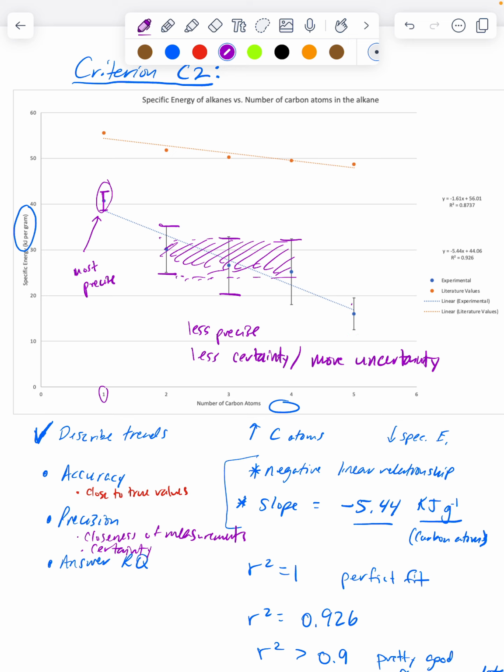But looking at the error bars of neighboring data points and thinking about whether or not they overlap, based on our data, I would say that ethane, propane, and butane basically had the same specific energy values. There was hardly a significant change, or I can't be certain that there was a big significant change. So when you've got overlap between error bars, there's not much, if any, significant difference.